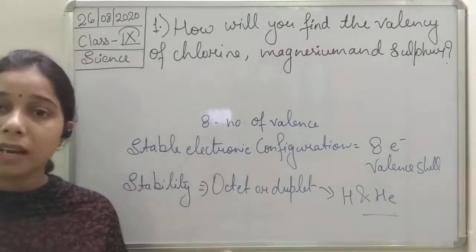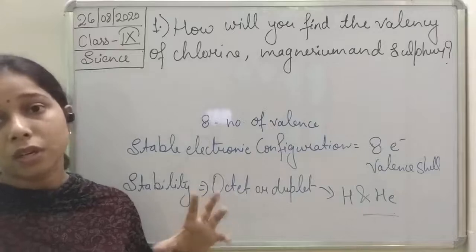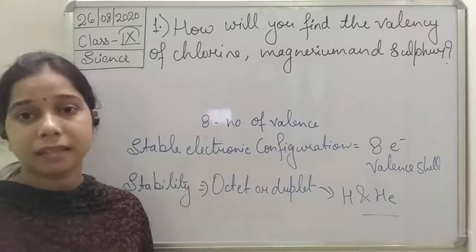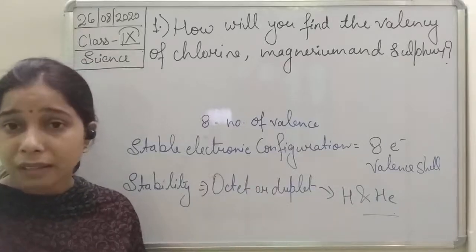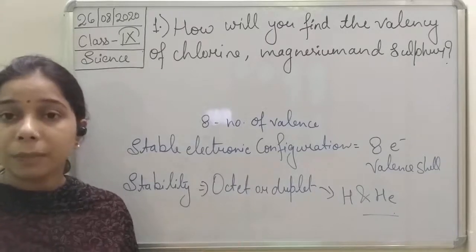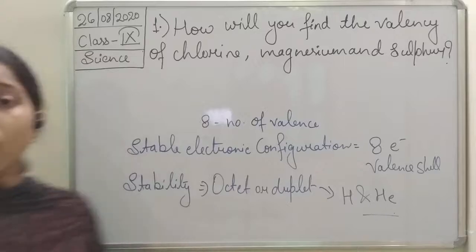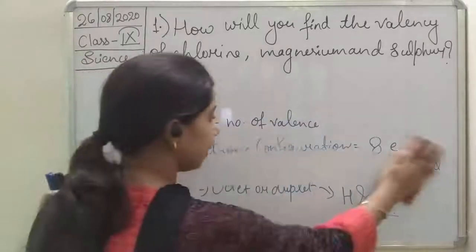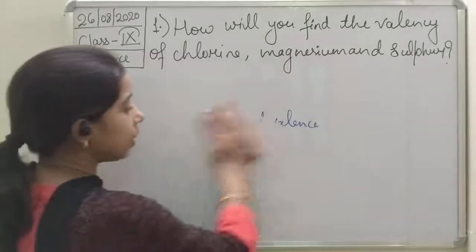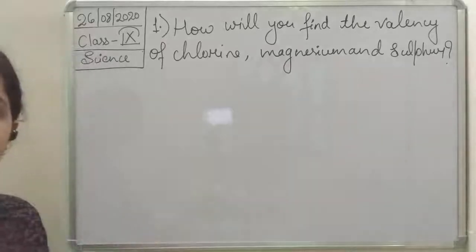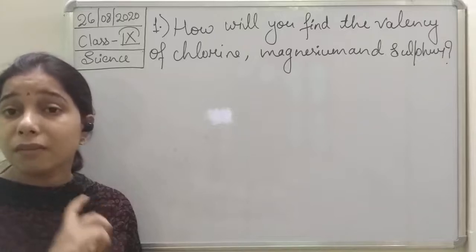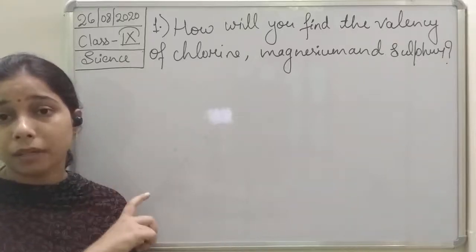If the outermost shell has completed its electronic configuration, its octet or duplet, we can say that the atom will show the least reactivity, less bonding with other atoms, or it will be more stable. On that basis, students, we have decided the valency, and we have seen the valency for atomic numbers from 1 to 10, and how valency varies as we move from atomic number 1 to 10.